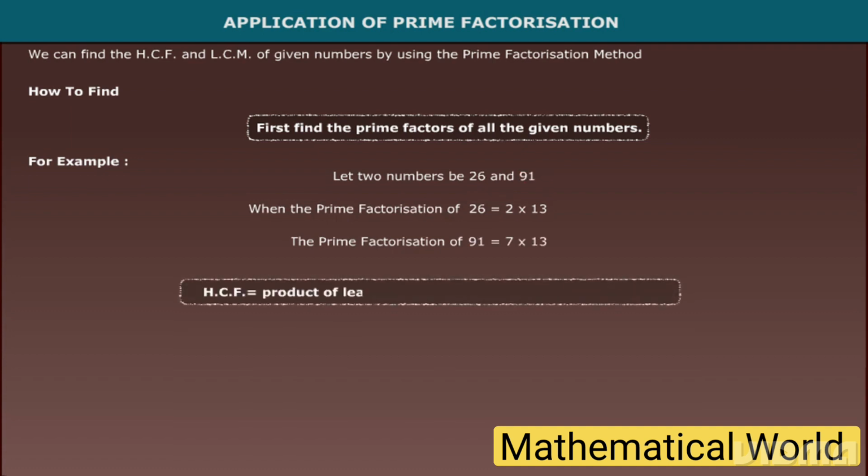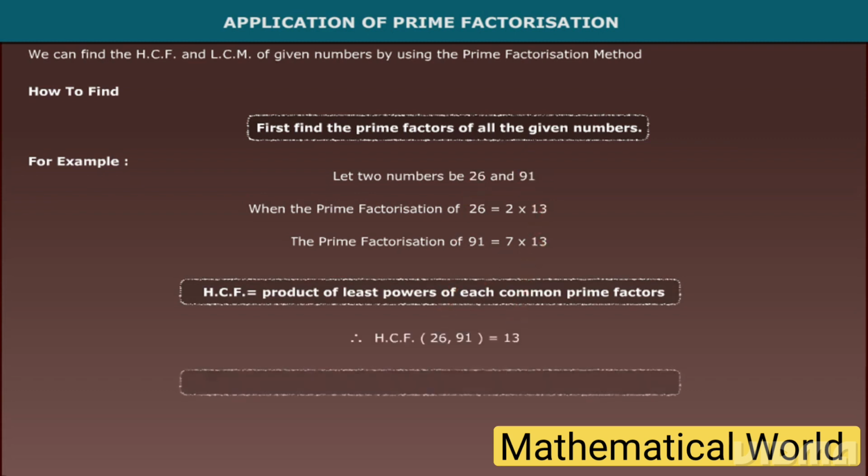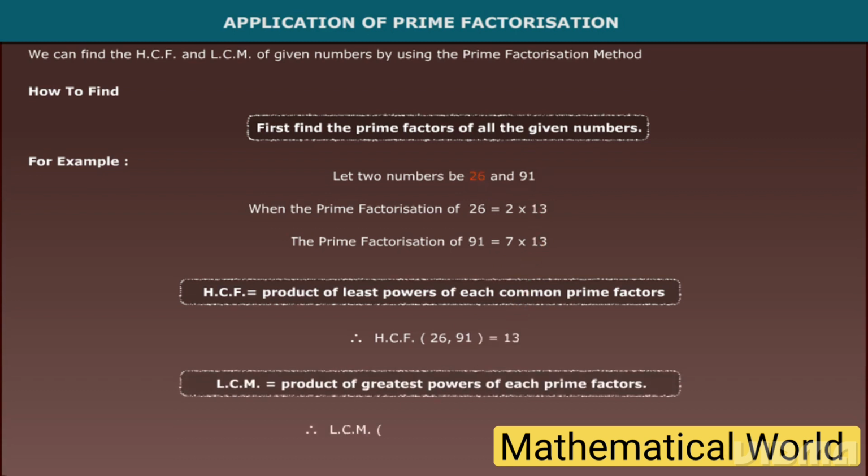The HCF is equal to the product of the least powers of each common prime factor. Therefore, the HCF of 26 and 91 is equal to 13, and the LCM is equal to the product of the greatest powers of each prime factor. Therefore, LCM of 26 and 91 is equal to 2 into 7 into 13 is equal to 182.